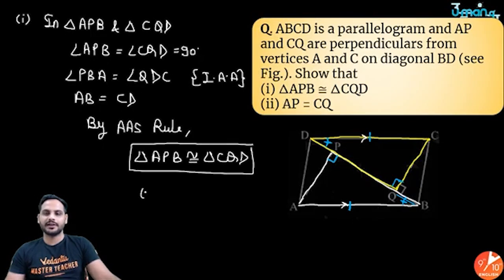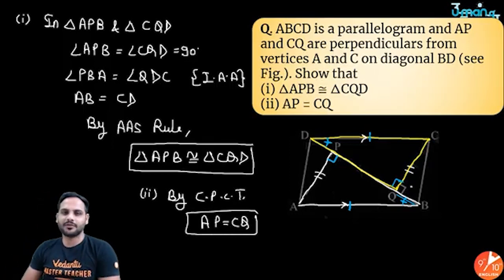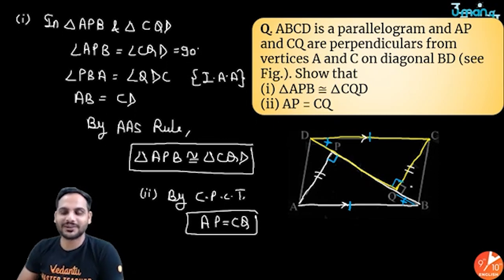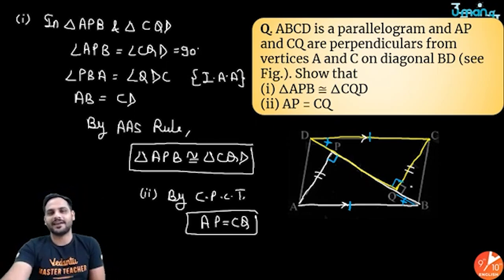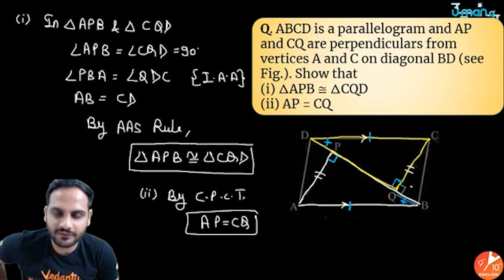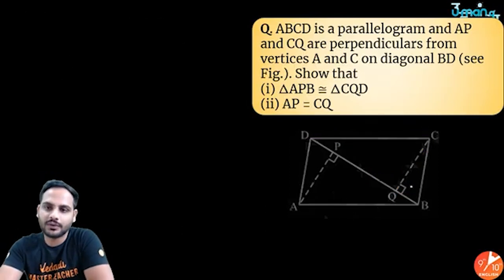First part proved, and second part is just CPCT. So I can say, sir, by CPCT, AP is equal to CQ. As simple as that. Congruency. So mostly the topic quadrilaterals questions are solved with the congruency of the triangles. But for that, the conditions, all those things, you must understand it very well. Then only you'll be able to find your approach to solve these questions.